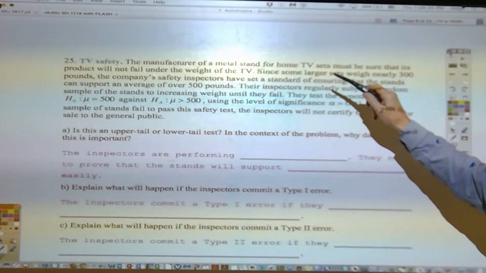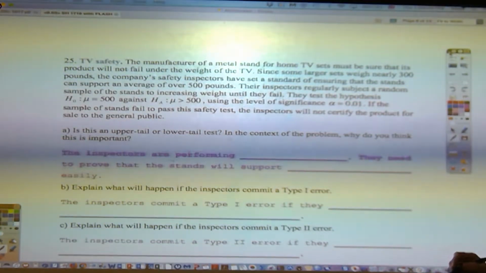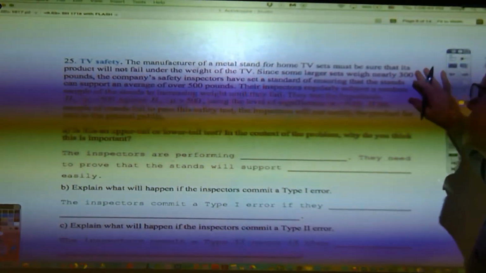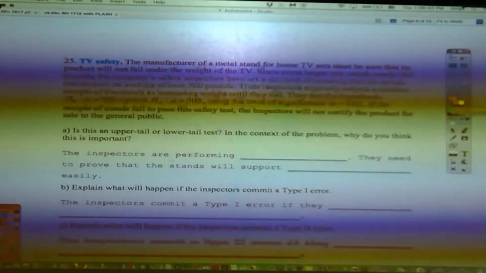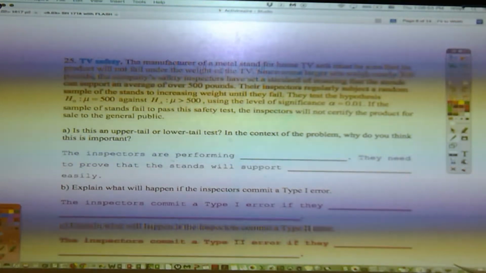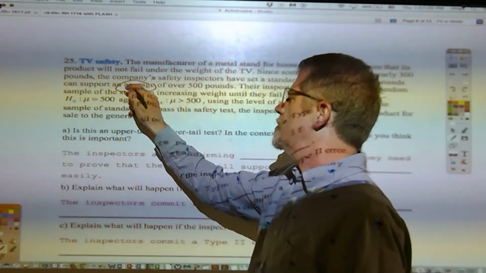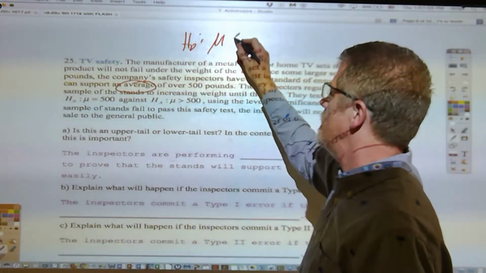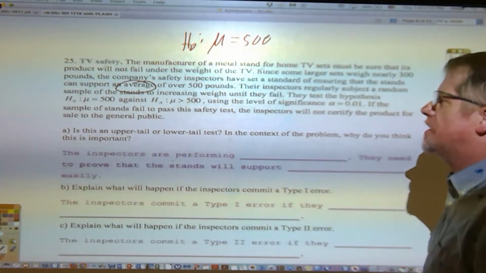The manufacturer of a metal TV stand for home TV sets must be sure that its product will not fail under the weight of the TV. Children could get hurt. Some larger sets weigh nearly 300 pounds. And the company's safety inspectors have set a standard of ensuring that the stands can support an average of over 500 pounds. So we're talking about a null hypothesis that the mean is, even though it's over 500 pounds, we always have an equal sign on the null hypothesis.